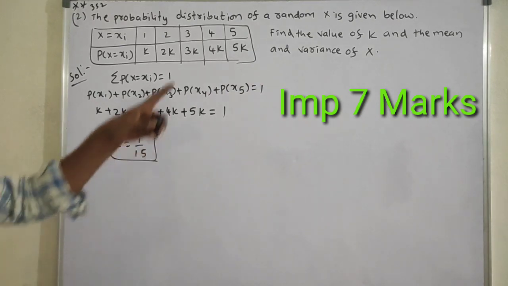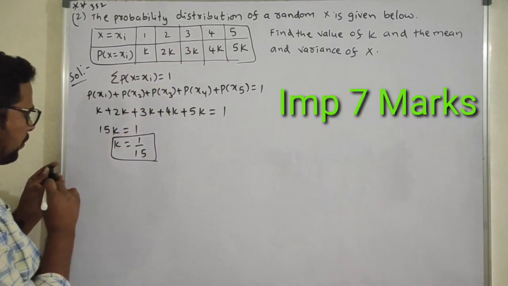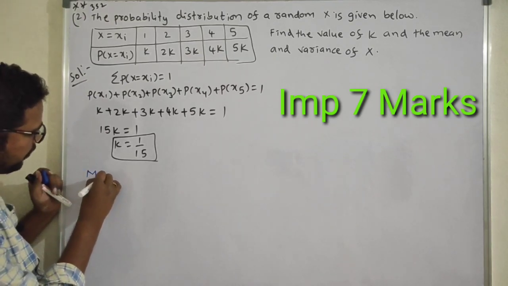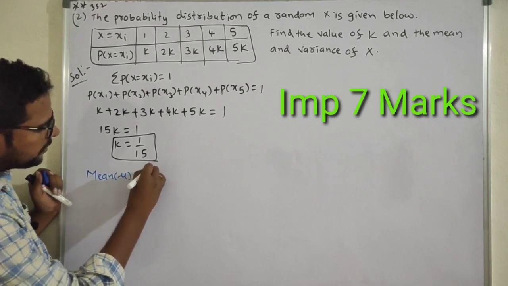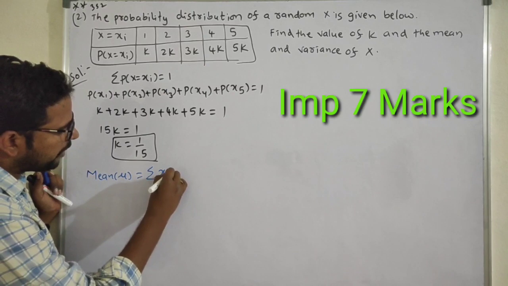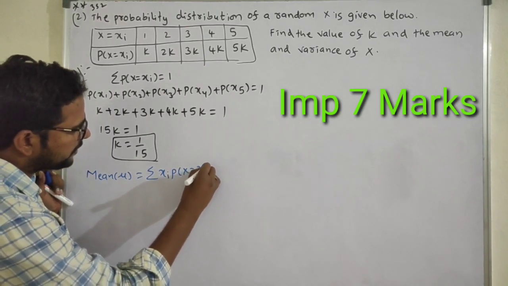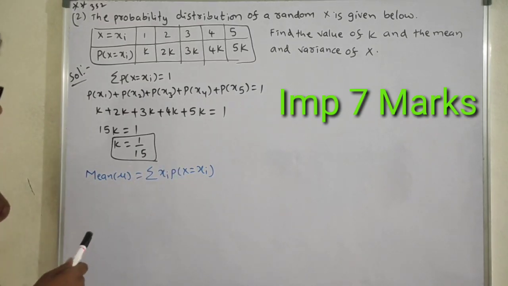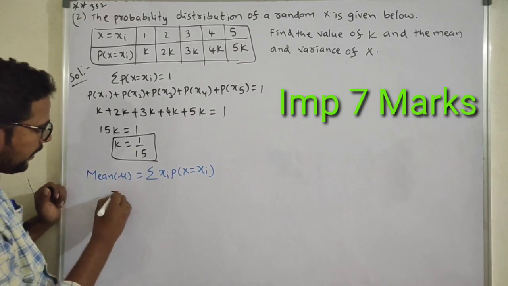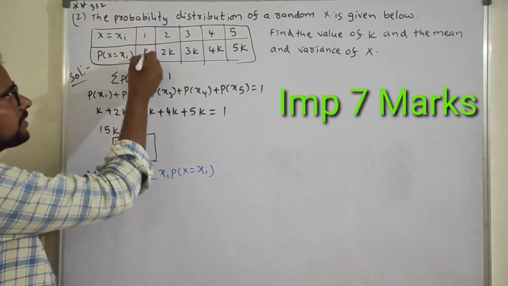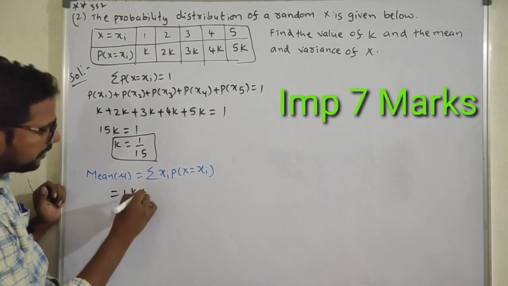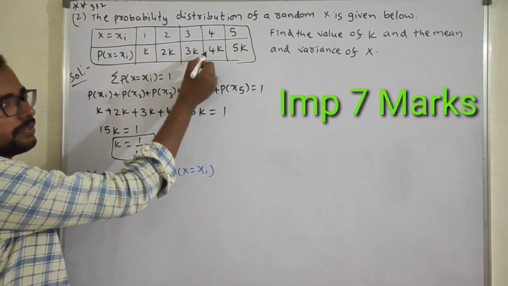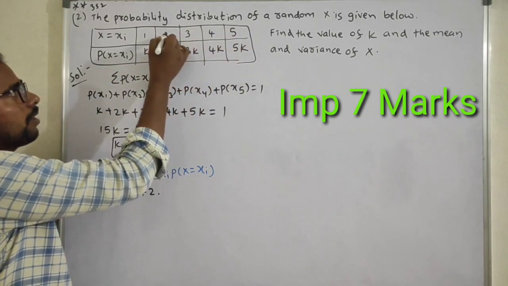Now we have to find the mean. So what is the mean formula? Mean x bar, mean mu is equals to, what is the formula? Summation xi into p of x is equals to xi. Outcome into probability. So take the summation. So what is the first outcome? 1. Probability of 1 is k. So 1 into k plus second outcome 2. So 2 into probability of 2 is 2k. Okay na? Probability of 2 is 2k.